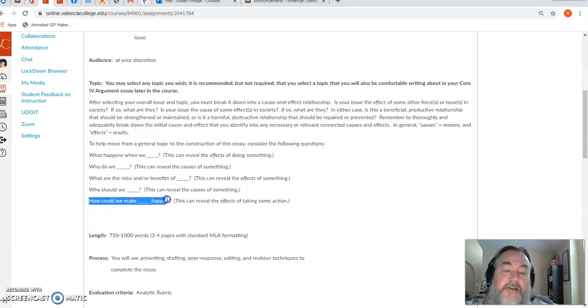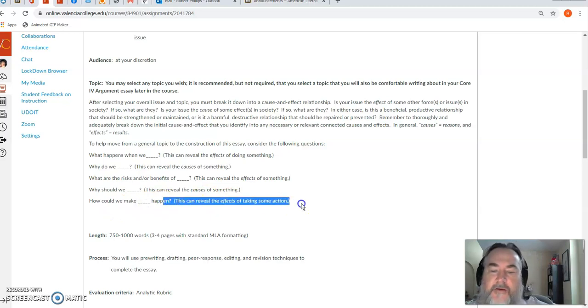How could we make such and such happen? If there's something that you think should happen, you are talking about the effects of something, the something that we should do or that should happen. That would be the effects of making something happen that you want to happen or that you think should happen. So I feel like I'm almost babbling my way through this explanation. I hope I'm being clear.